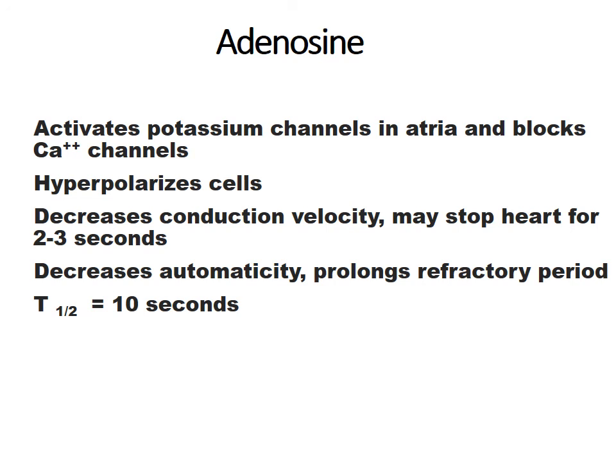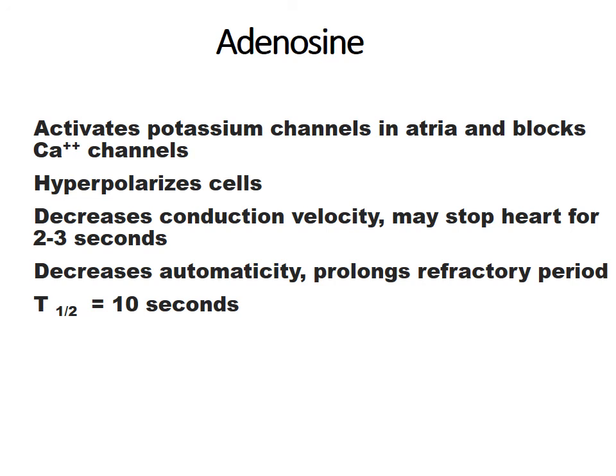Here in the heart, you're going to see it be a major inhibitor as well, because you're activating potassium channels in the atria and will actually block calcium channels. By opening those potassium channels, you're going to allow a lot of efflux. You're going to hyperpolarize the cell and prevent it from being re-triggered again. So what you end up seeing when you give it is decreased conduction velocity, and it may actually stop the heart for 2 to 3 seconds.